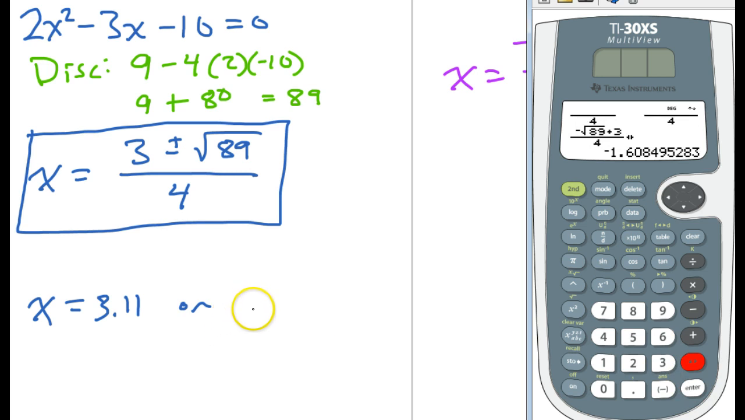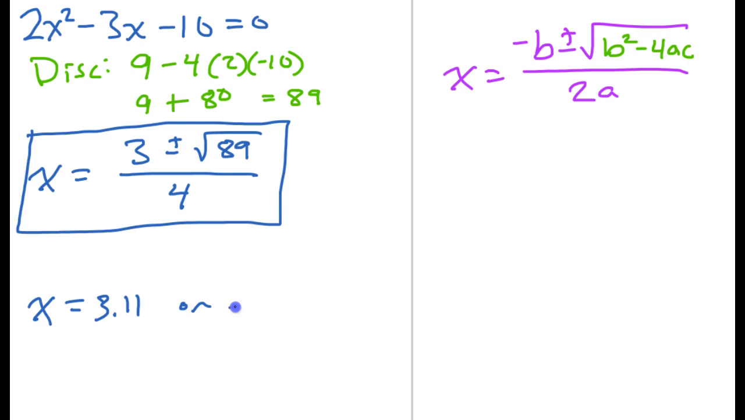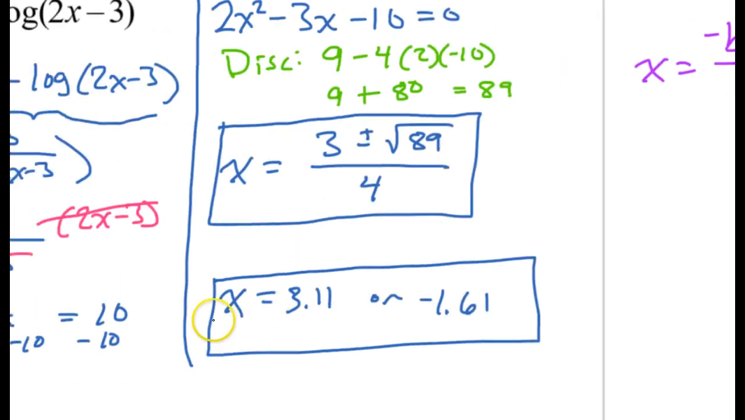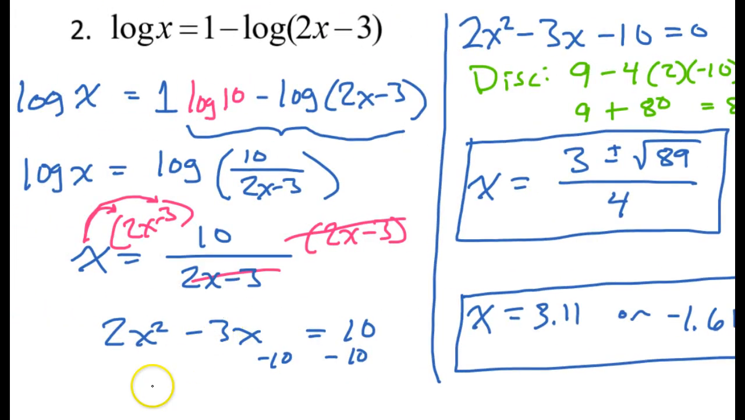Okay, so negative 1.61. Alright, so this would be the decimal approximation to the nearest hundredth. So that's how you do problem number 2.